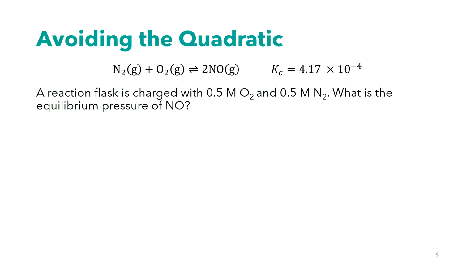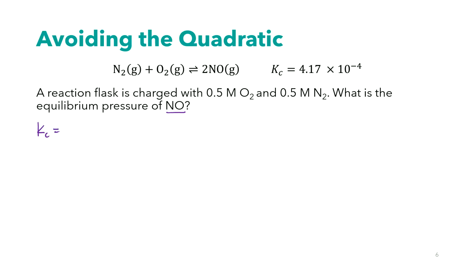The next 2 slides are called avoiding the quadratic. There are 2 different ways. Let's set this problem up together. We have a reaction flask, and we charge it with 0.5 molar O2 and 0.5 molar N2. So I have equal concentrations of my 2 reactants, and assuming I have no product to start with, which is a good assumption, and I have Kc. I know the equilibrium constant, and I want to know how much NO I'm going to make. All right, so let's set this up.